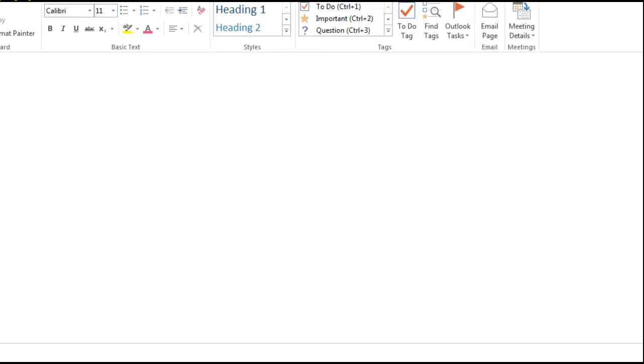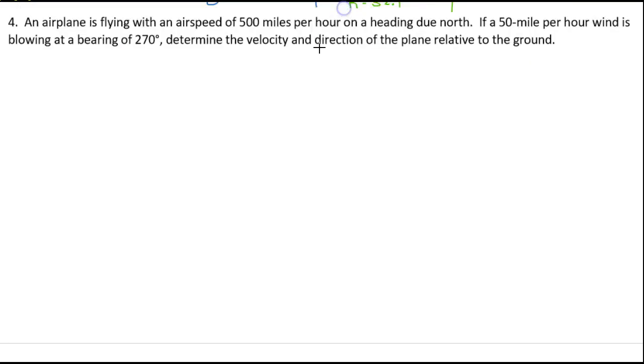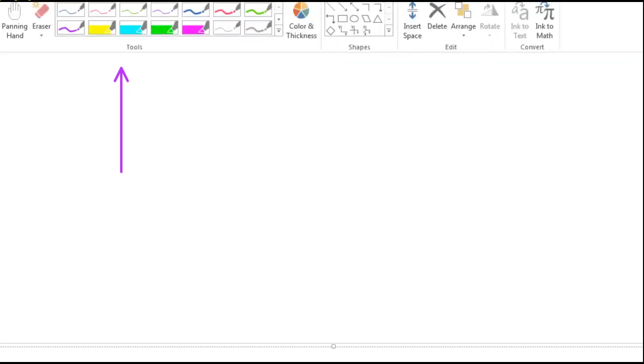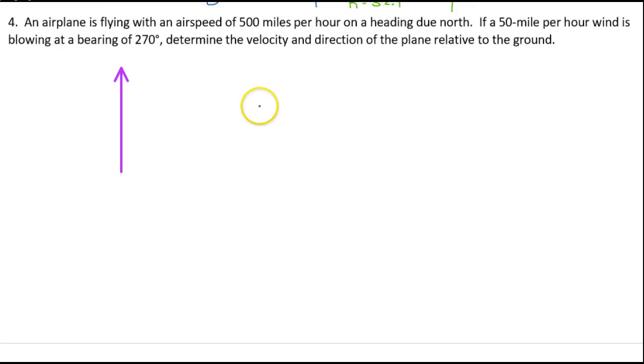Let's see, I'm going to draw a vector representing the velocity of the plane. All right, the plane is traveling due north. So this vector represents the velocity of the plane due north. Now, there's a 50 mile per hour wind blowing at a bearing of 270. Let's take a moment and remember what bearing is. So bearing is always measured clockwise from north. So a bearing of 270 means this.